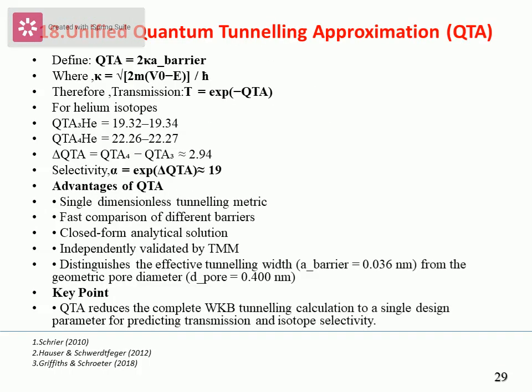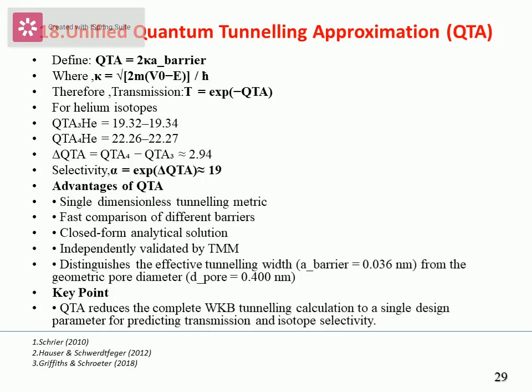Now let me introduce our key contribution, the Unified Quantum Tunneling Approximation, that is QTA. We define QTA as 2 times kappa times barrier width. Kappa depends on mass, barrier height and energy. So transmission is e to the power minus QTA.